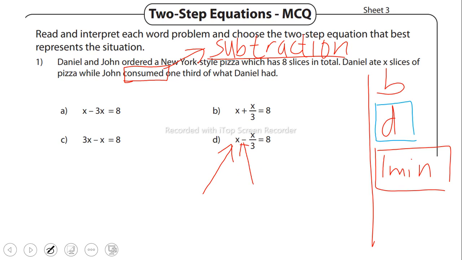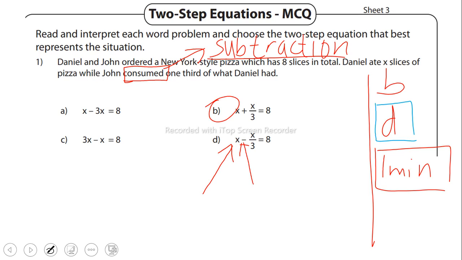Wait, wait, wait. What's the fraction here? We gotta be careful. Wow, this is interesting. It's actually B, you know. Yes, actually B. Let me explain to you why. All right, sorry, before you kill me. It's actually B. That's interesting, right?